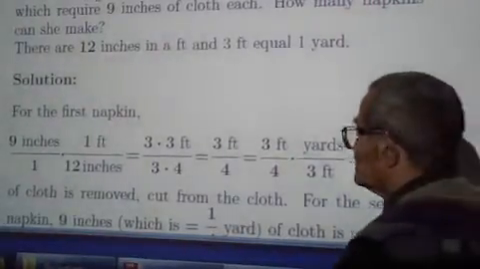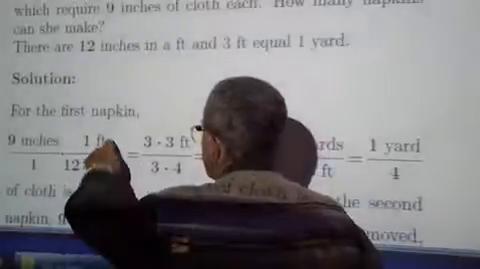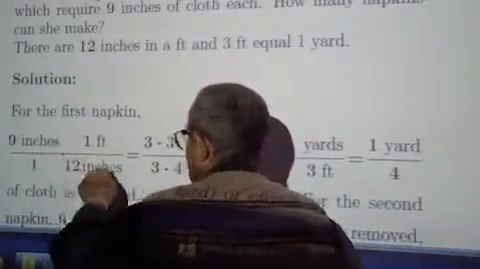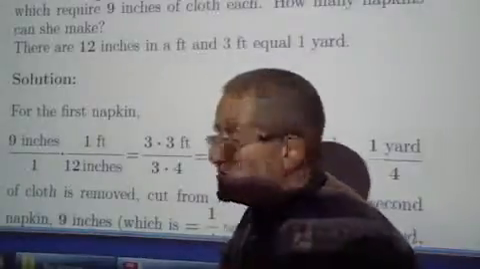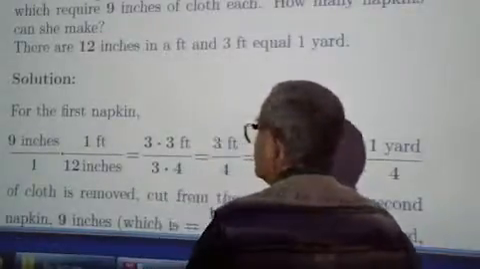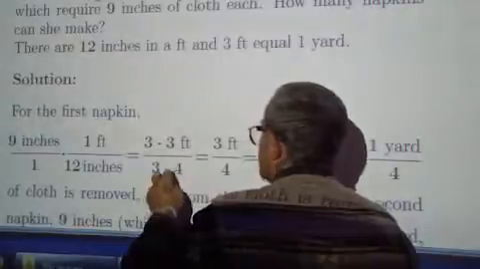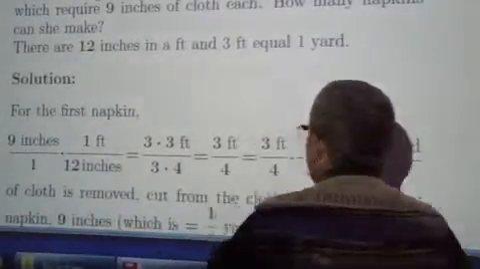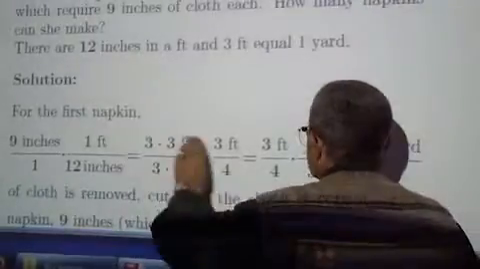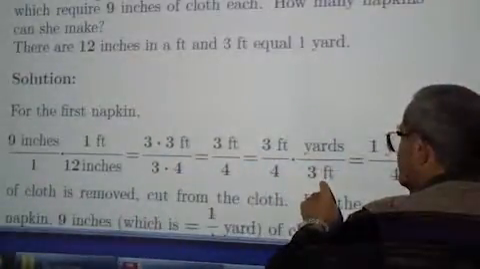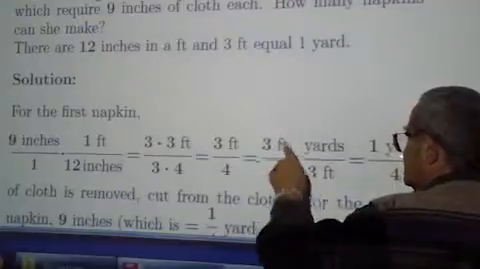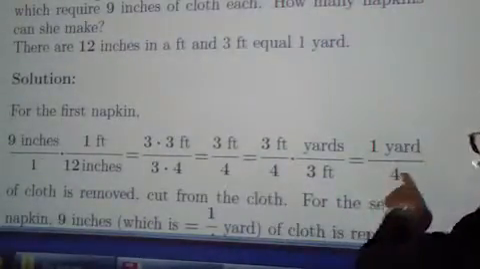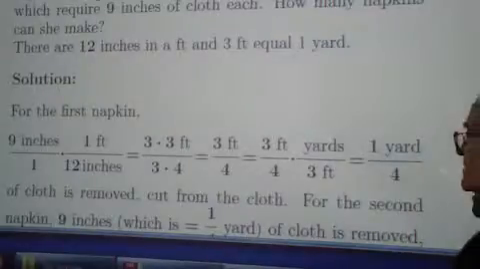How did I get that? 9 inches times 1 foot per 12 inches. The inches drop out. Inches over inches is like 7 over 7. That is 1. I'm left with 9 feet over 12. The inches are gone. And I want to multiply that by yards per foot. There are 3 feet in a yard. The feet drop out. 3 over 3 is 1. You get 1/4. 9 inches is 1/4 of a yard.